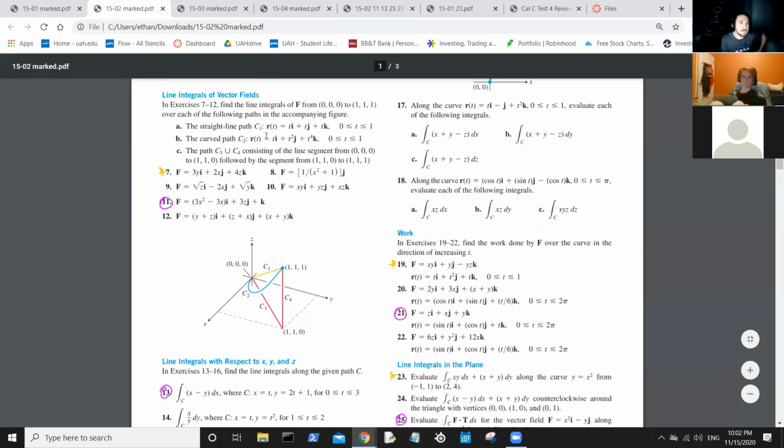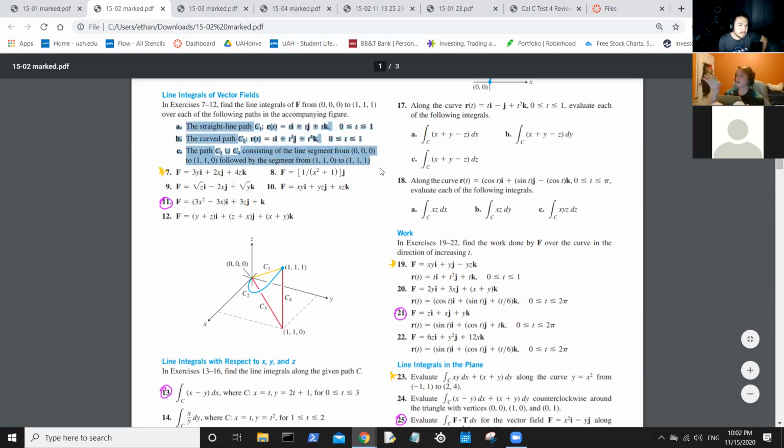So this one is find the line integrals of f. No, that is not. No, it is. Yeah, no, it is. Okay. Find the line integrals of f from 0, 0, 0 to 1, 1, 1 over each of the following paths in the accompanying figure. Oh, what? Oh, wait, these are huge.